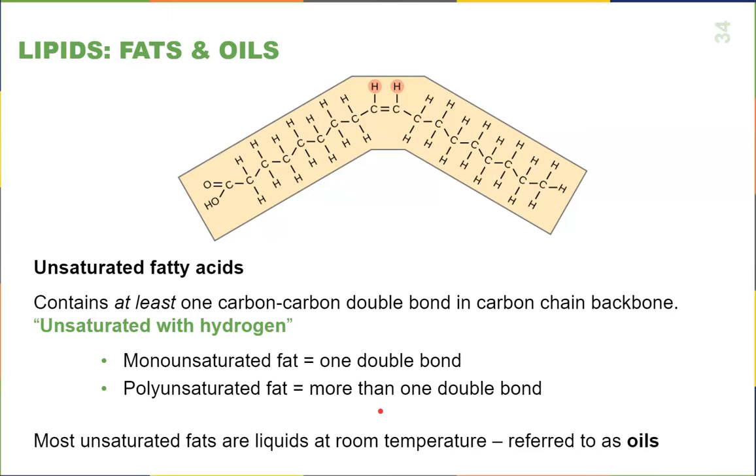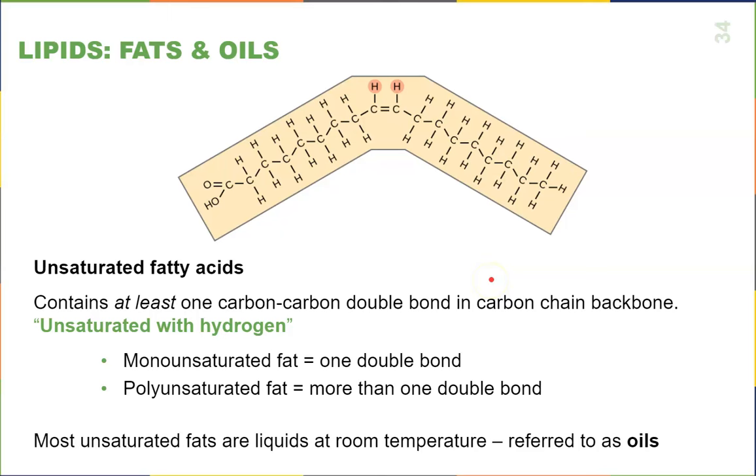Unsaturated fatty acids are better than saturated because they have this bend to them. Usually they contain at least one double bond. When I say an unsaturated fatty acid, I mean they are unsaturated with hydrogen. Look, there's two that are missing right here. So they're unsaturated. You can have monounsaturated fats, which is just one double bond, or you can have polyunsaturated fats, which is more than one double bond.